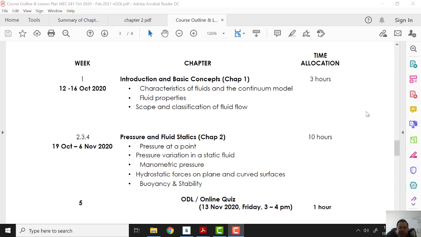Alright, welcome back to Fluid class. Inshallah today we will continue with our next chapter, which is chapter 2. We'll be looking at pressure and fluid statics. Today we'll be looking at pressure at a point, pressure variation in a static fluid, and manometric pressure. So we have 3 points to look at today.